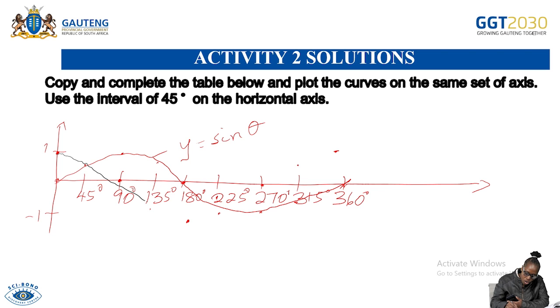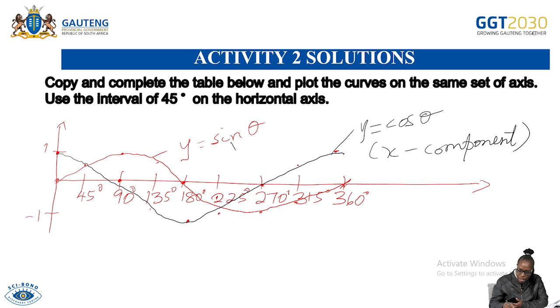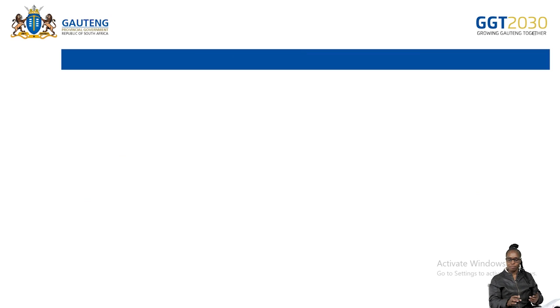This is your x component, cos graph. Y equal to cos theta. This is what we refer to as the x component. And this one is what we refer to as the y component, your sine. Okay? That's how you plot it.